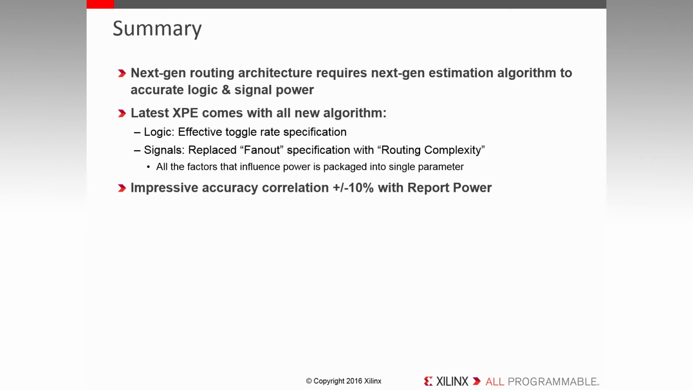In summary, power estimation using logical representation has already hit its boundary. Massive routing architecture in UltraScale and UltraScale Plus requires a smart algorithm to estimate accurate logic and signal power. Our latest XPE 15.4 or later comes with an all new algorithm, effective toggle rate specification for logic, and a single common parameter, routing complexity, is introduced to cover the key factors of signal power. What we have got is an impressive accuracy correlation of plus or minus 10% with respect to Vivado report power.